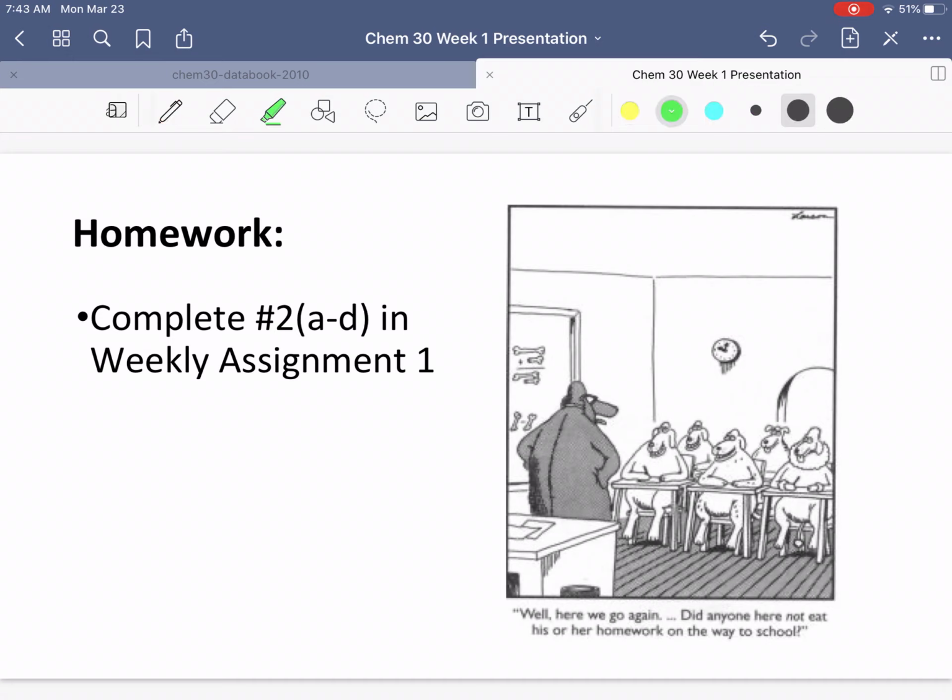You guys need to please continue on with the homework. So number 2 from the weekly assignment, A through D, is extra practice with all of this. As per usual, if you have questions, email me. I will do my absolute best to help you out.